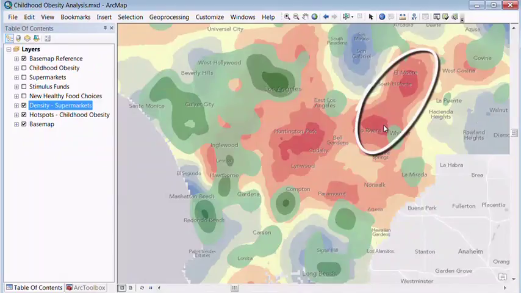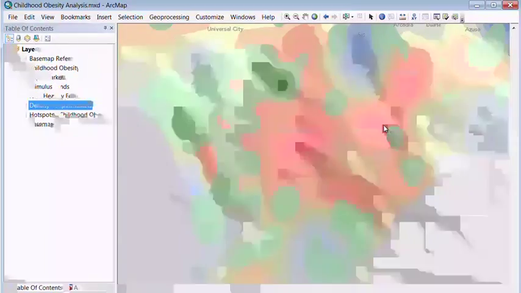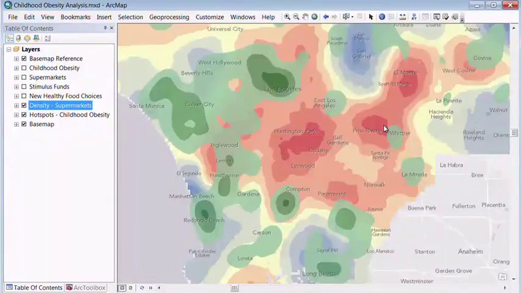Immediately, we can see that there's a very low concentration of supermarkets in the major hotspot area, which really represents a gap in the accessibility to healthy food and could be a potentially related factor in childhood obesity rates. This gap wasn't noticeable without analyzing the data spatially and statistically.